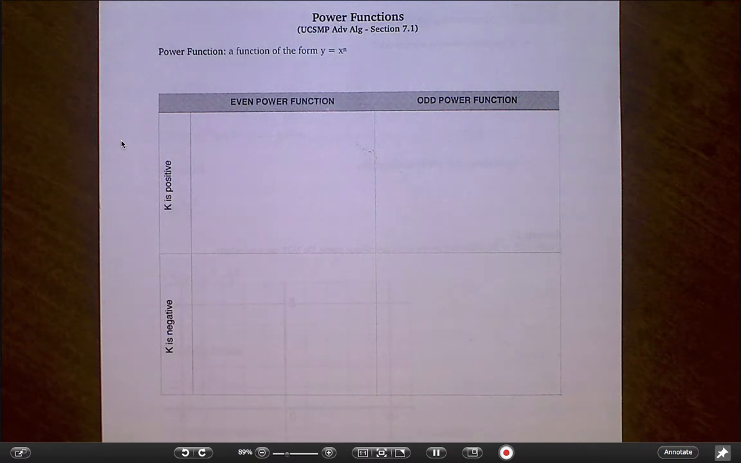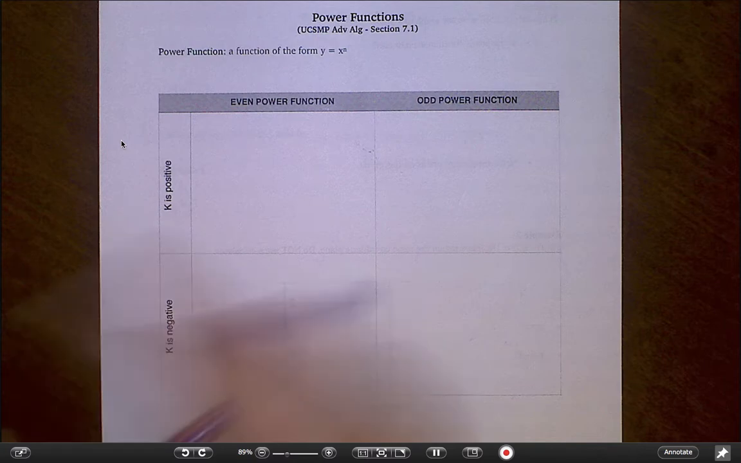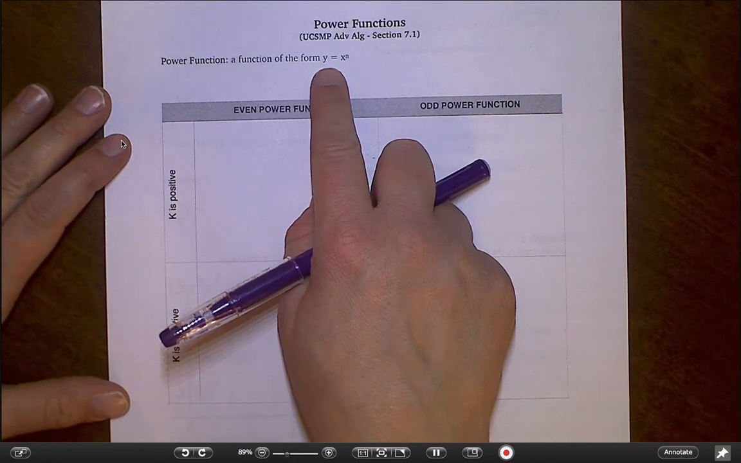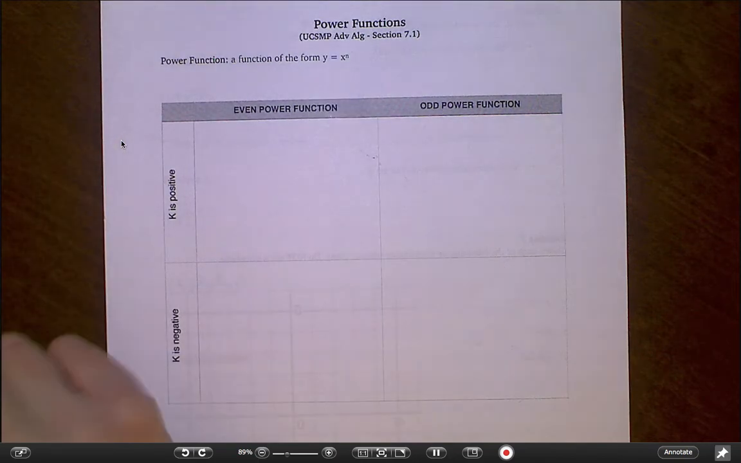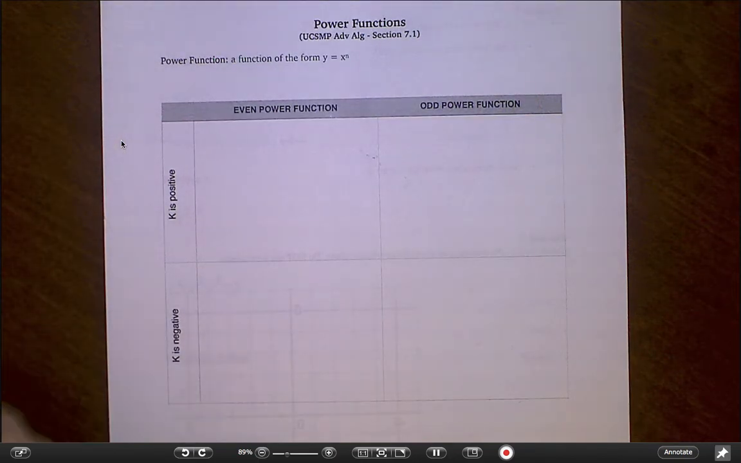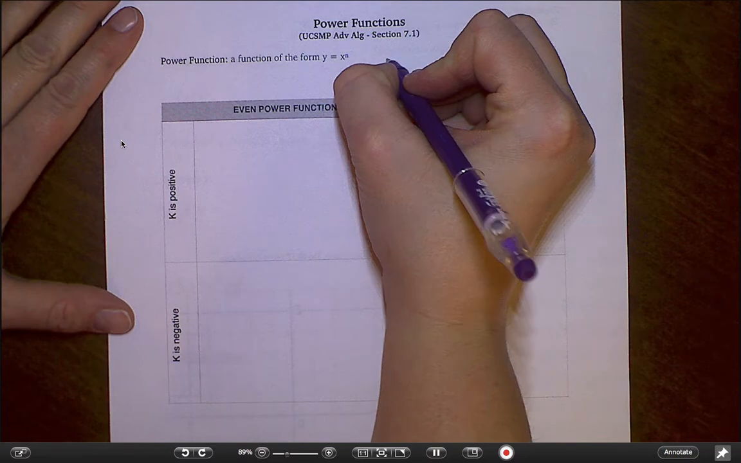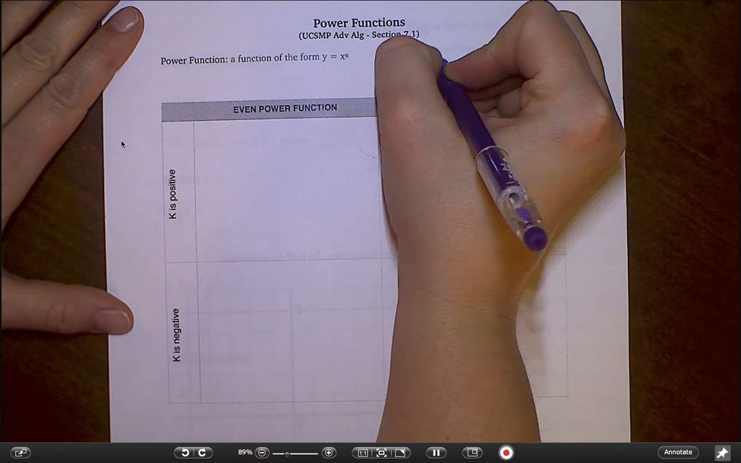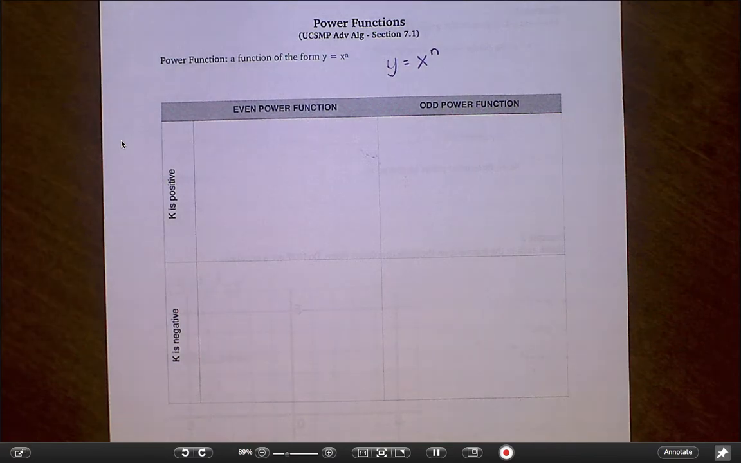So we're going to be talking about graphing these functions that are written in this form, and if you need to pause the video to get the definition written down, that's fine. But it's functions of the form y equals x to the power of n, and just in case that's too small for you to see, this is what a power function always looks like. It's just x to some power, okay? And we're going to talk about what effect that power might have on the shape of the graph.